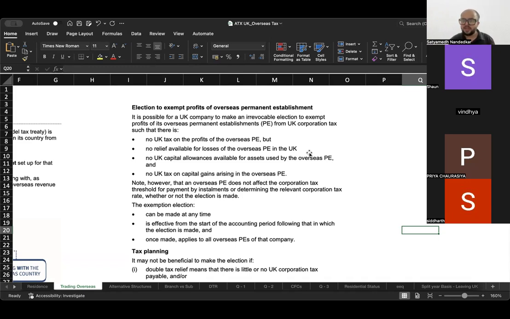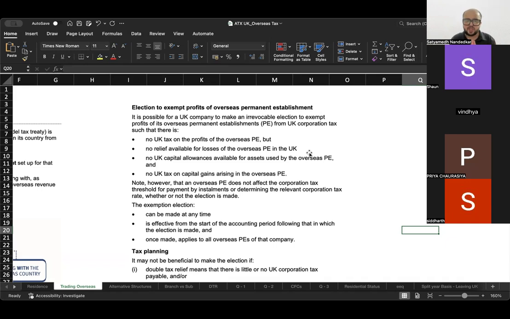So in that case, setting up a branch makes more sense. You could set up a branch office in another country, and if the branch incurs a loss, the loss will be adjusted against the profits of the head office, because a branch is an extension of yourself. A subsidiary is an independent entity altogether.